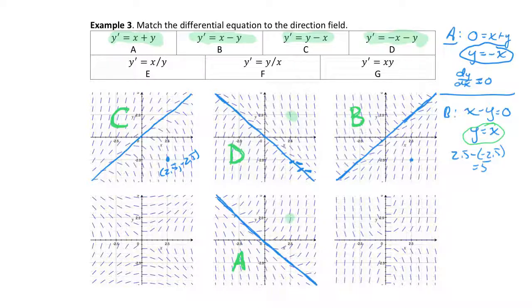Let's check out the other one. Along the y-axis, do I have slopes of 0? Oh, so that could be E as well. Okay, so E is either this one or this one. That didn't help me. It might not be either.